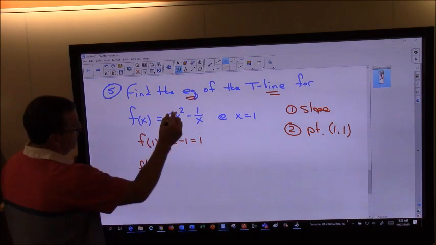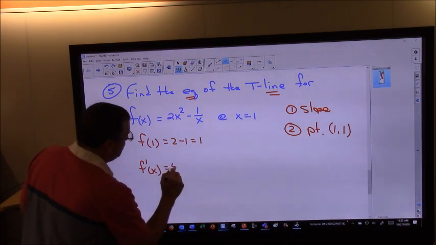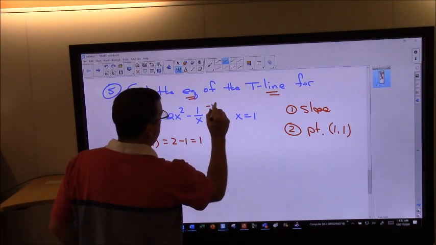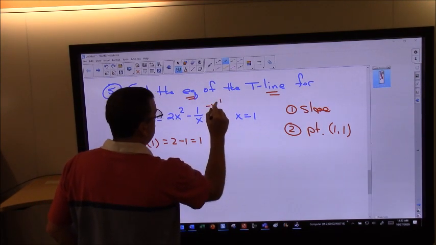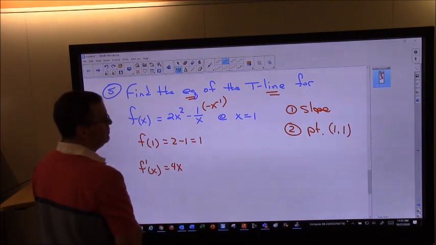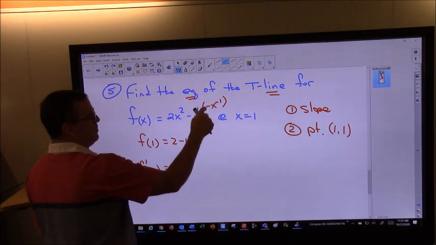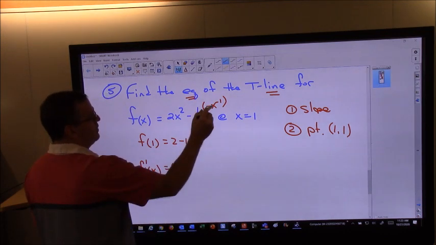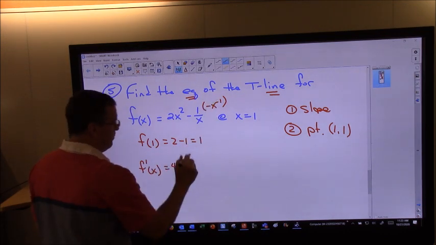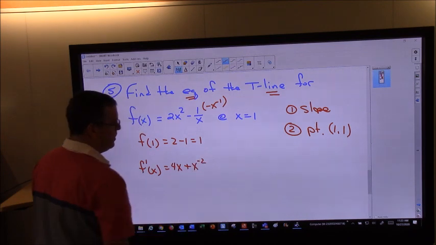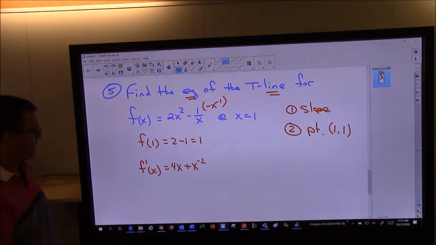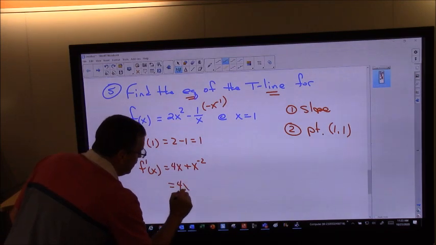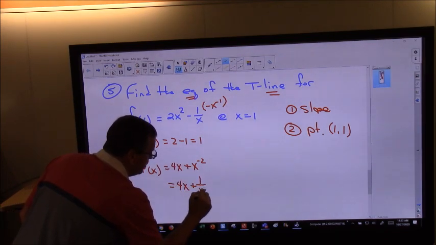So my derivative, if I multiply here, I would get 4x to the 1 power. This right here is going to be a negative x to the negative 1. So if I multiply the exponent times the coefficient, negative times a negative, that's positive. And I would get x, subtract 1 from the exponent, that would be a negative 2. So there's my derivative, which really means 4x plus 1 over x squared.